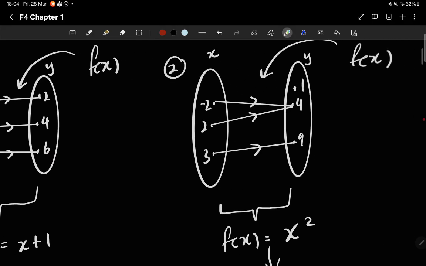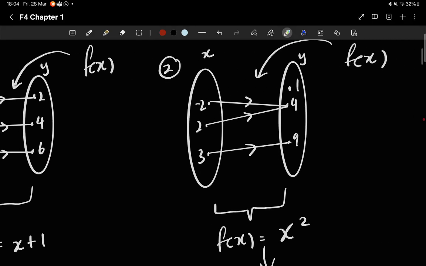Okay, so let's take a look at the second example over here. In this example, we're given two sets also, where in the first set we have x, where we have -2, 2, and 3, and in the second set, which is y, we have 1, 4, and 9. And we could see the -2 and 2 are connected to the 4 over here. And if you could see, the 3 is connected to the 9.